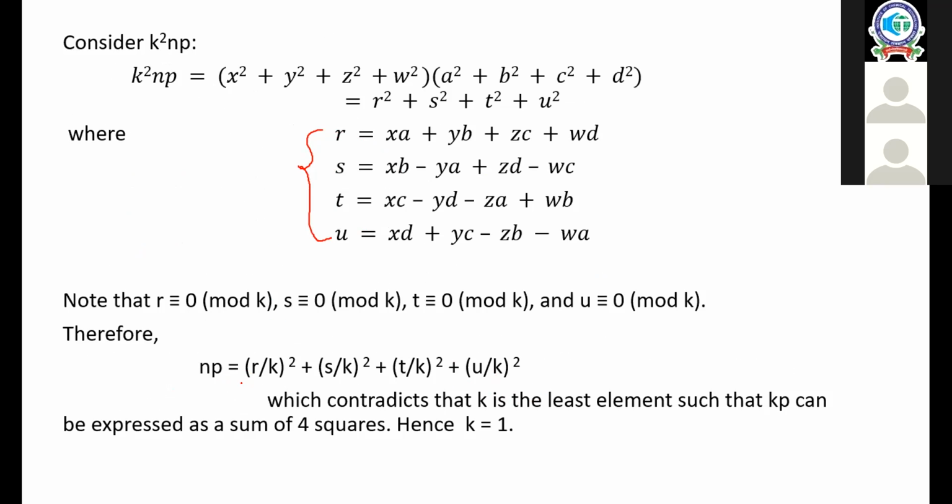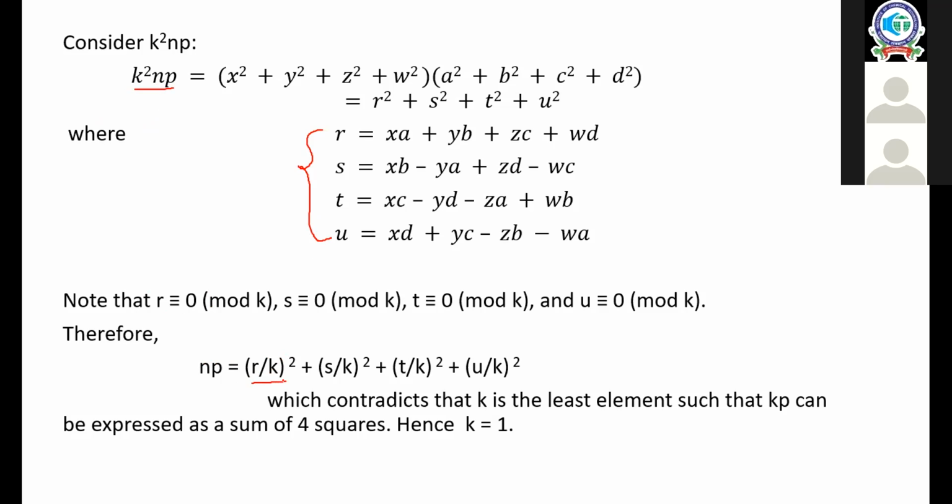So we have written NP as K square into NP. We can just divide this by K square, and we know these are going to be integers because we just proved that K divides these integers. So the crux is that K divides R, K divides S, K divides T. This is important.